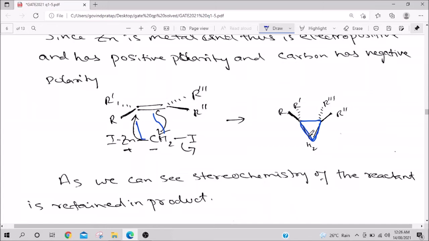Now, the interesting thing is that the stereochemistry of the reactant is retained, because you can see everything is happening from one side. Now, this alkene, both of these carbons are sp2 hybridized, because a double bond is there.